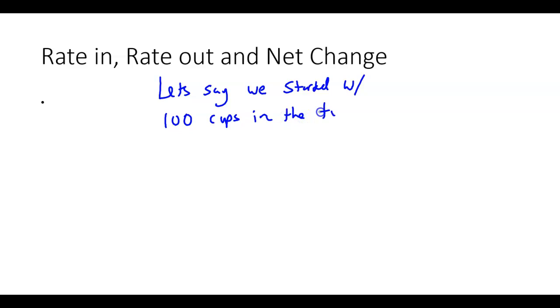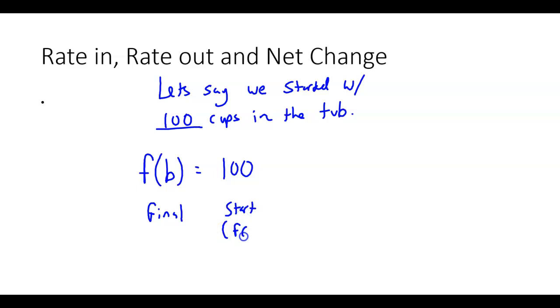But let's say that we started with 100 cups already in the pool, in the tub. So at time equals zero, let's say I started with 100 cups in the bathtub already, and I wanted to find out how much was left at the last point in time. Well, I can find my final amount, which I'll just call F of B, right? That's my final amount. It is equal to my starting amount, which earlier we called F of A, right? My starting amount, and I can add to it the net change, how much overall the amount of water changed over time.